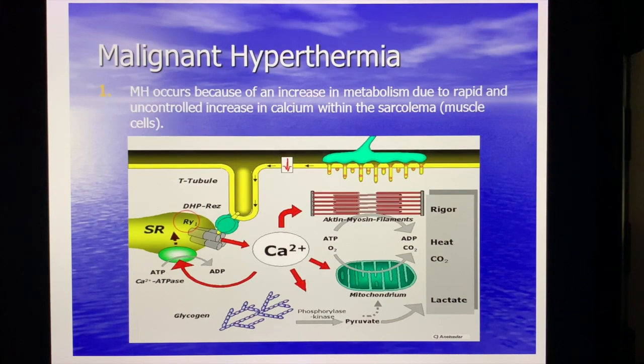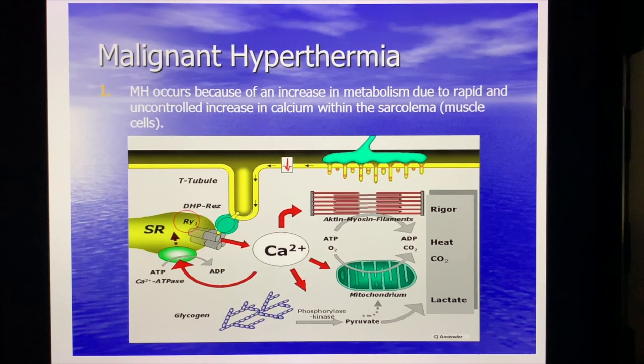Now, what is your clinical pearl? The condition known as malignant hyperthermia. So why does malignant hyperthermia occur? This is because of an increase in metabolism due to a rapid, I will repeat, a rapid and uncontrolled increase in calcium within the sarcoplasm. And this involves your ryanodine receptors.